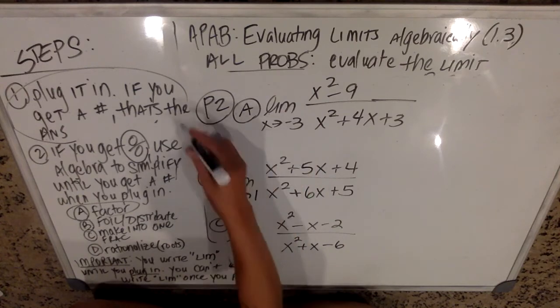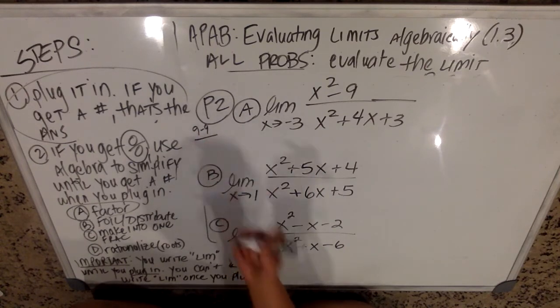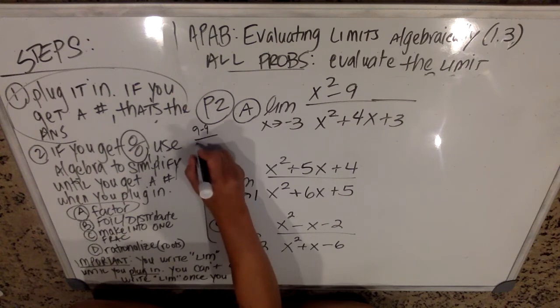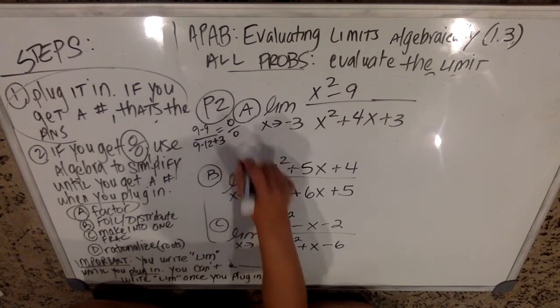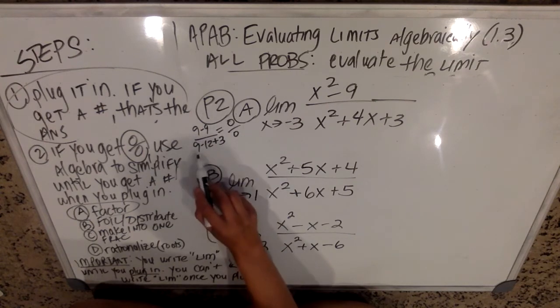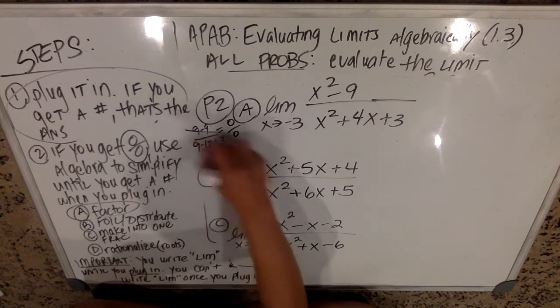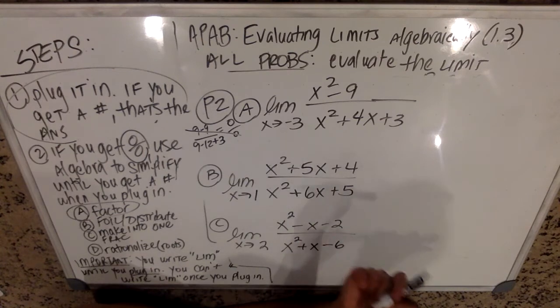If I plug into this one, I'm going to get 9 minus 9, which is a 0 on the top, over a 9 minus 12 plus 9, or plus 3, which is going to be 0 over 0, right? That's going to be a 9 minus 9, which is 0, and a 12 minus 12, which is 0. So remember, that's never the answer, but it tells me that I'm going to be able to factor.